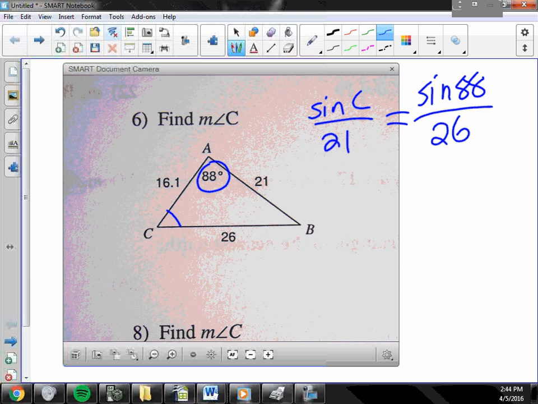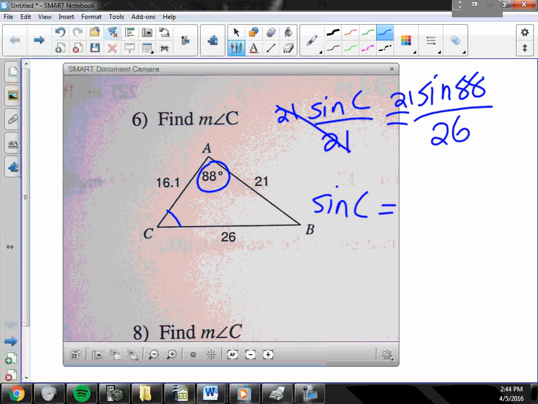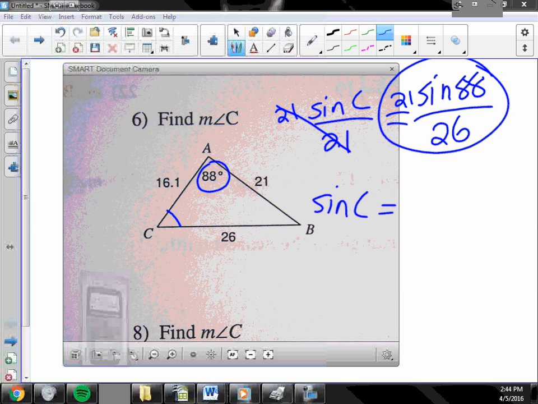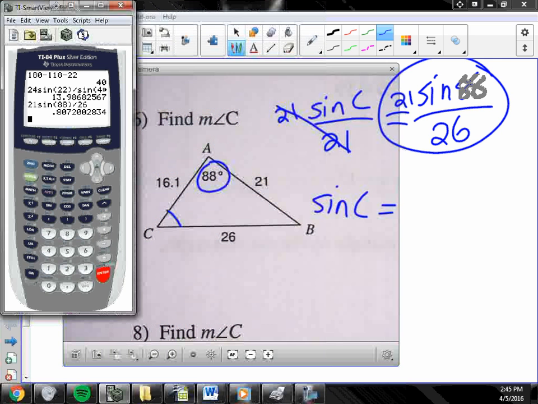So I don't really need to cross multiply this time. I can just multiply by 21. Cross multiply will work, but if I multiply by 21, now I have 21 sine of 88 divided by 26. So the sine of C is equal to all of this stuff, which is 21 sine of 88 divided by 26. So I have the sine of C is 0.807.